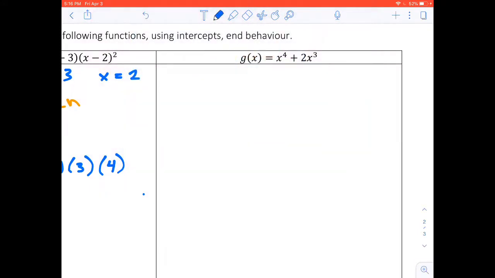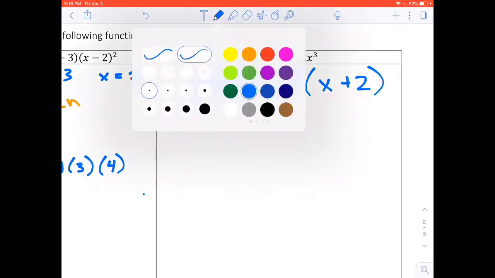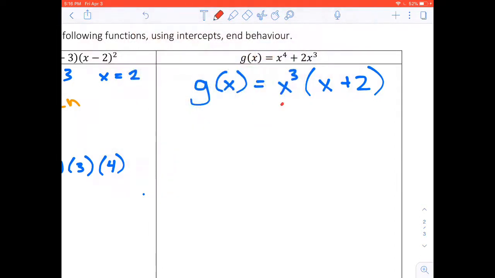If I look at this, the easiest way is to just notice that both of them have an x term. They both have x squared. They both have x to the power of 3. So I can factor out x cubed. That'll leave me with x plus 2. And I can find my x-intercepts from these. My x-intercepts are created by whichever values of x make each of these factors 0.